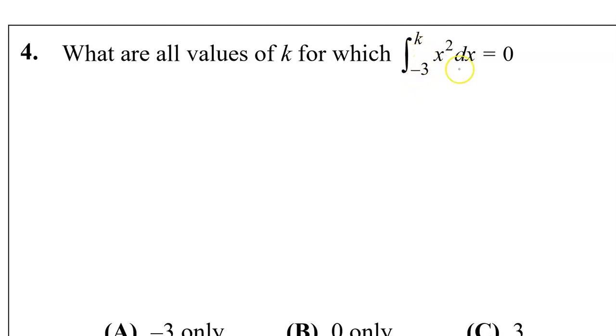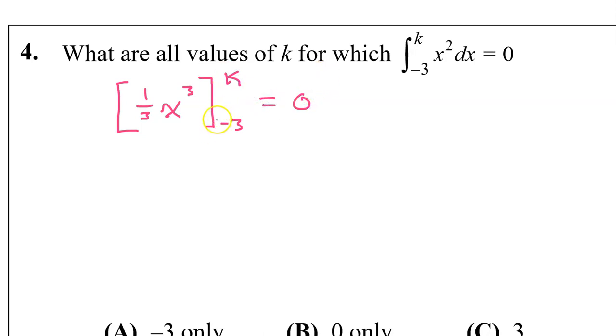Number 4, what are the values of k for which the integral of x squared from negative 3 to k is equal to 0? Let's just start evaluating this integral like we would if k were any other constant. Like if this was negative 3 to 5, what would we do? Well, the integral of x squared, we will use the power rule of integration. Increasing the exponent by 1, we have x to the third power. Now, dividing by this new exponent, we have 1/3. But we need to evaluate using the limits of integration, which are from negative 3 to k. And this should equal 0.